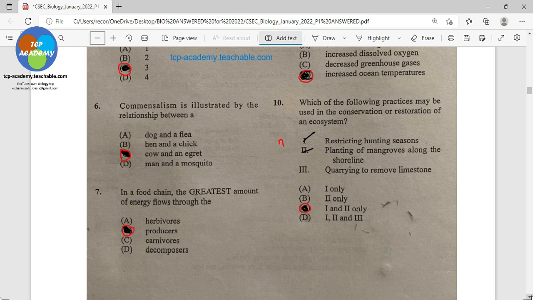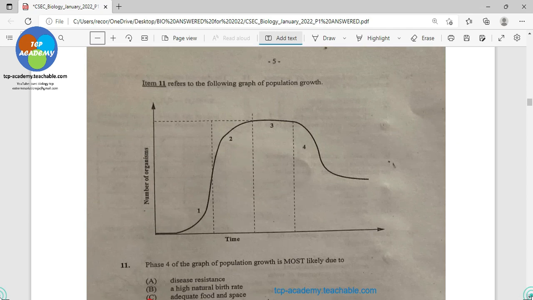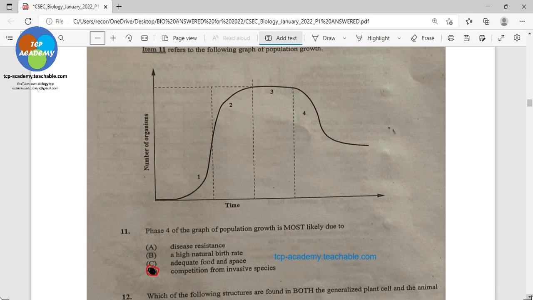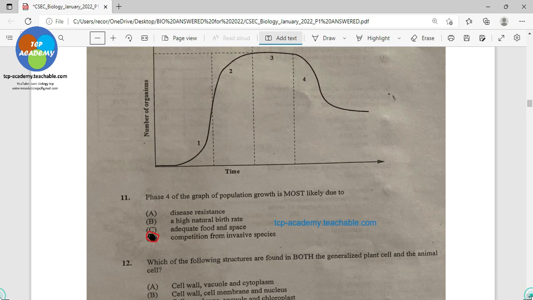Our answer, of course, is going to be 1 and 2 only. C there being the answer. We move right along. This is a repeated question and we are going to just skip 11. The answer there is going to be D.